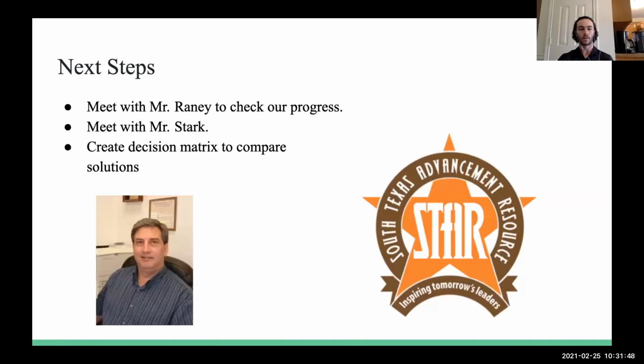So going forward with our project, we will need to meet with Mr. Rainey to check our progress, making sure we're going towards the right goal. We also need to meet with our faculty advisor, Mr. Stark, to aid in our project and help with some of the analysis that we have coming up. And we also need to create a decision matrix to compare solutions to determine what might be the best one.